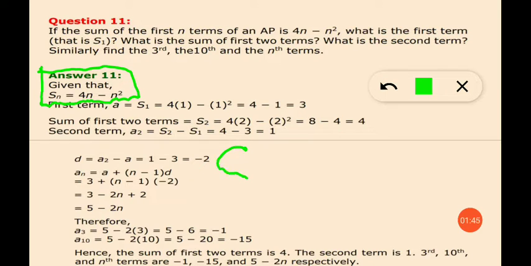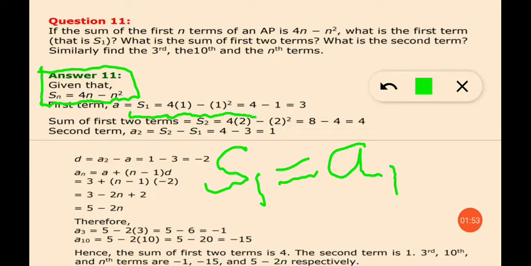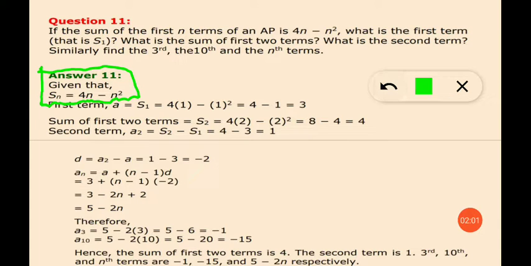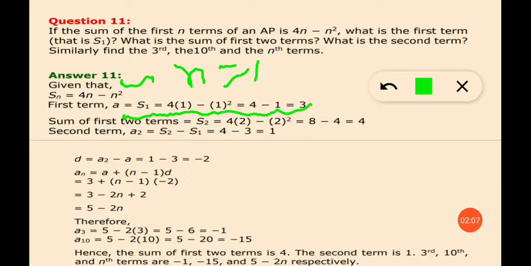And we know that S1 is equal to the sum of the first term, which means A1. So S1 is equal to A1. We put the value n is equal to 1 in the equation Sn. On putting, we will get A1, that is the first term, which is equal to 3.